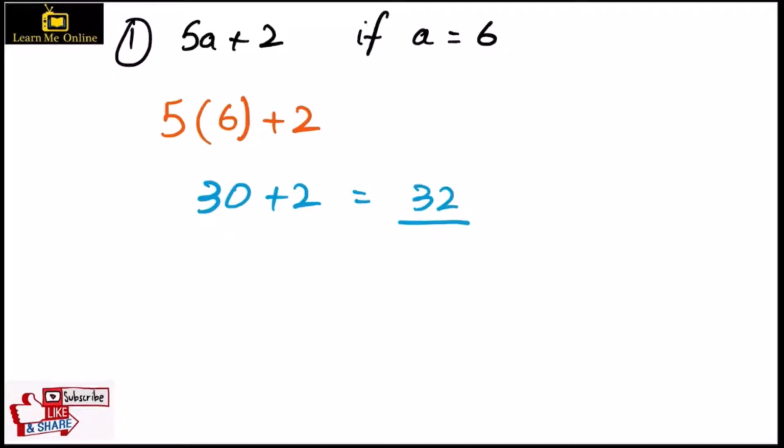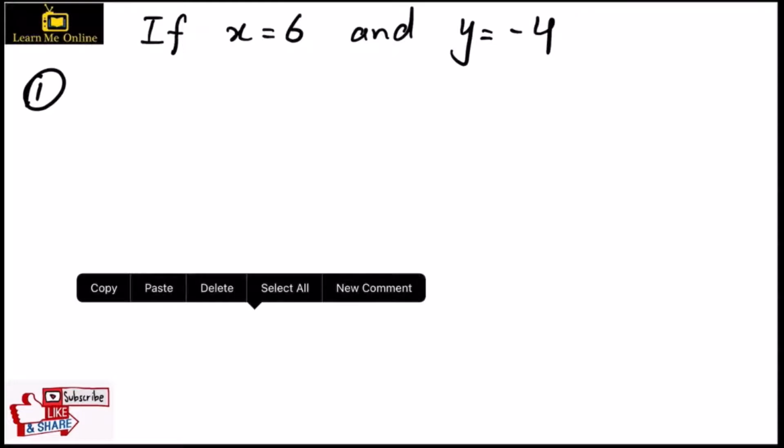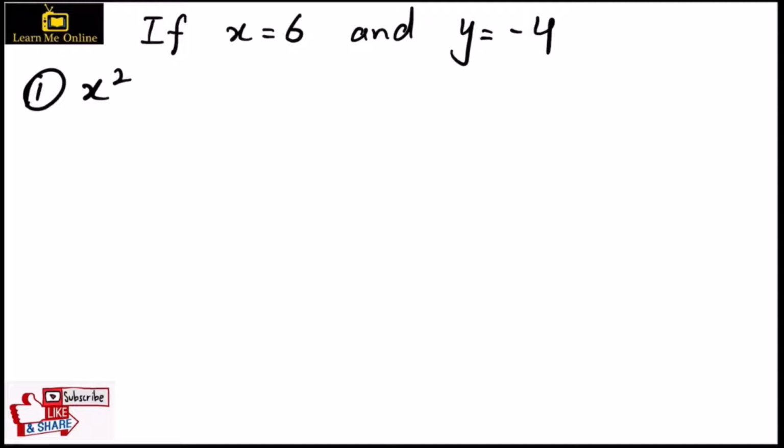Now here's the next example on substitution. If x is 6, I'm writing down the values here. We have been given that the value of x is 6 and y is negative 4. We are using these values to find the first one, x squared. Because we know that the value of x is 6, you can write 6 squared. 6 squared is the same as writing 6 twice. So 6 times 6 makes 36.